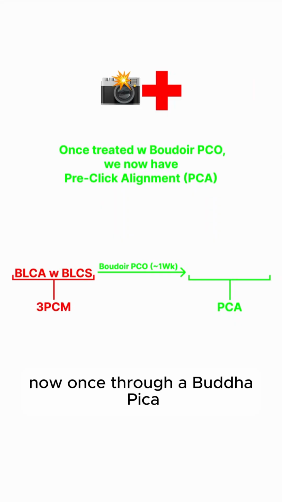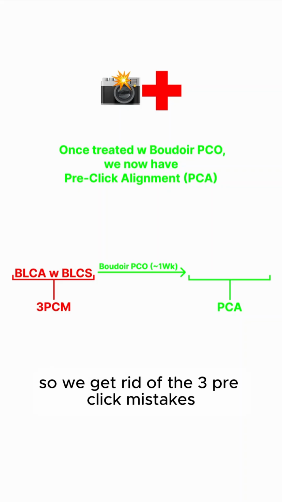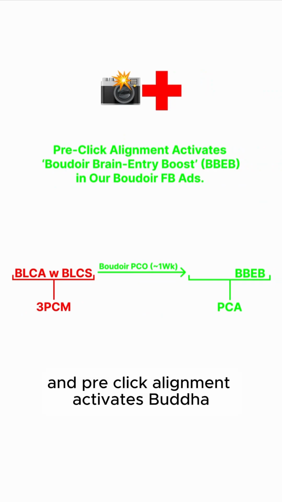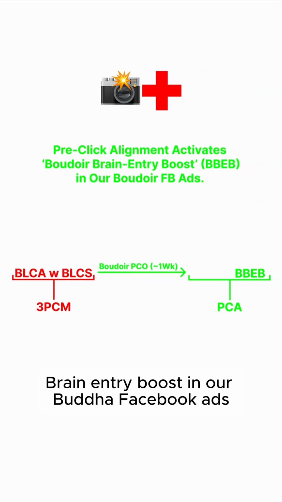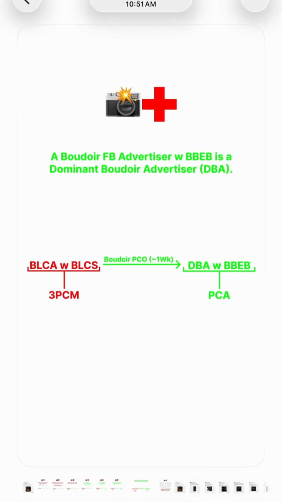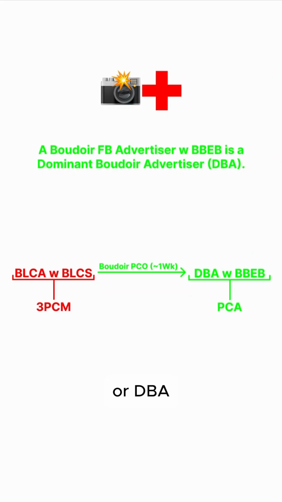Now, once treated with Boudoir Pico, we have pre-click alignment, PCA. So we get rid of the 3 pre-click mistakes. We achieve pre-click alignment, and pre-click alignment activates Boudoir brain entry boost in our Boudoir Facebook ads. Basically, we get our unique CTR above 6%, ideally way, way, way above it. And a Boudoir Facebook advertiser with Boudoir brain entry boost is a dominant Boudoir advertiser, a DBA.